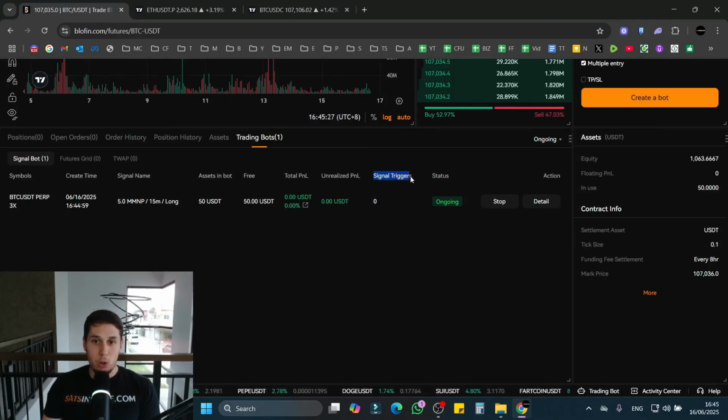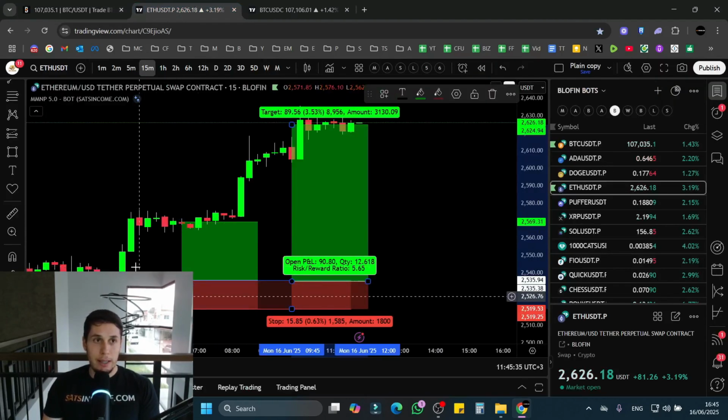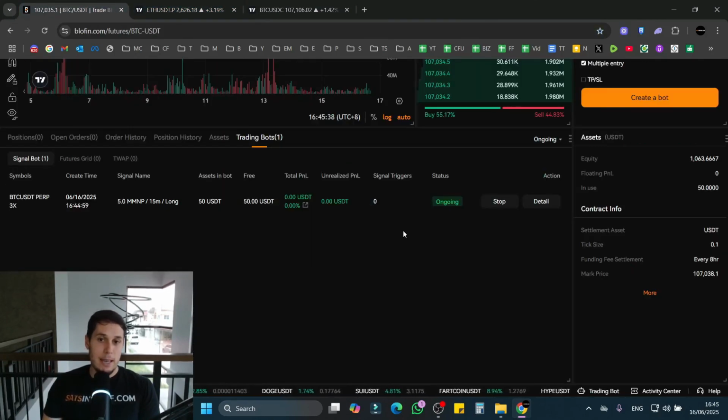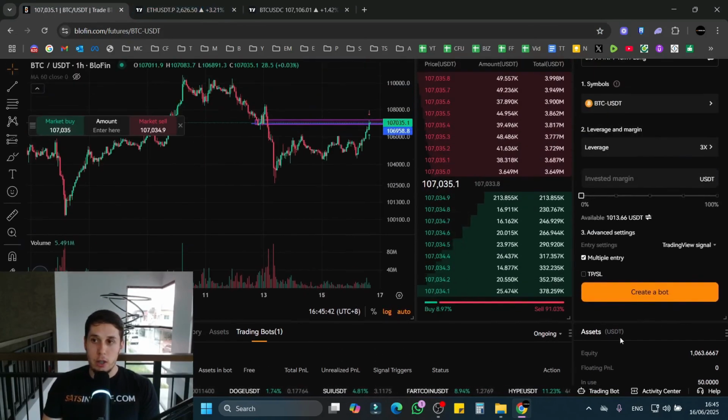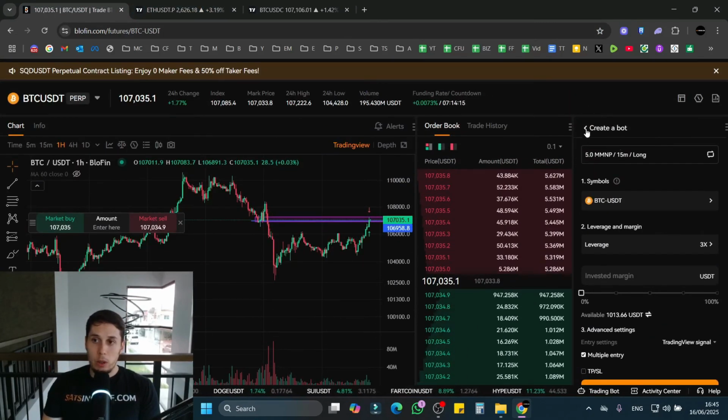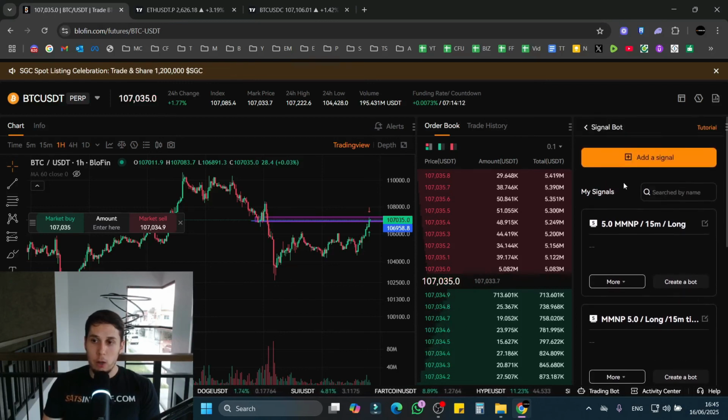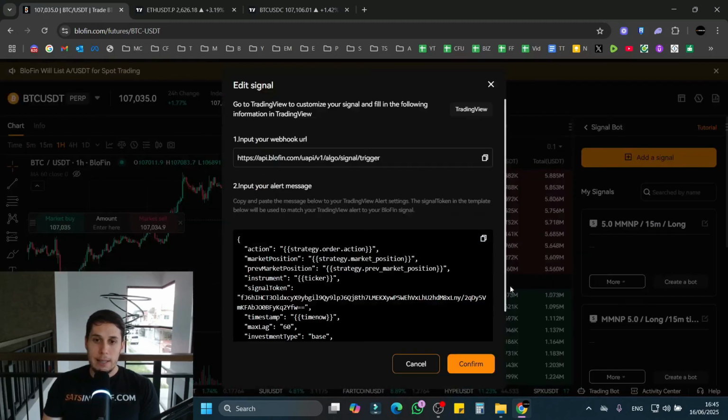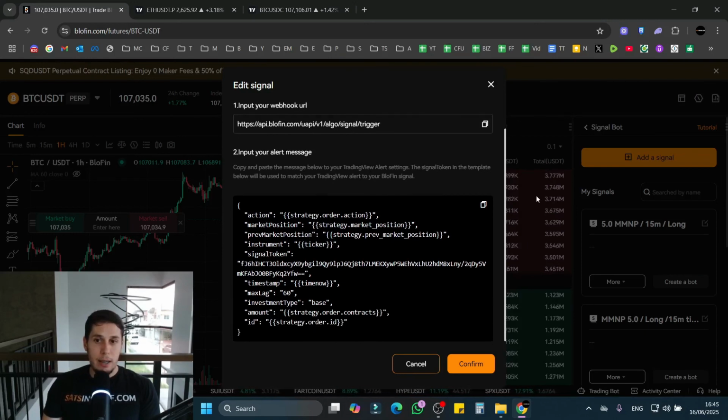You see this signal triggers, it's 0 and it's going to stay at 0 because I have to connect it first, so the indicator starts seeding the bot with signals, right? And the bot starts taking these signals. So how do you do this connection? Well, going back to these 2 important things that I showed you earlier, you can find it by going back, finding the signal, clicking on more, edit signal, you can find these 2 important things. Webhook URL as well as the alert input message.